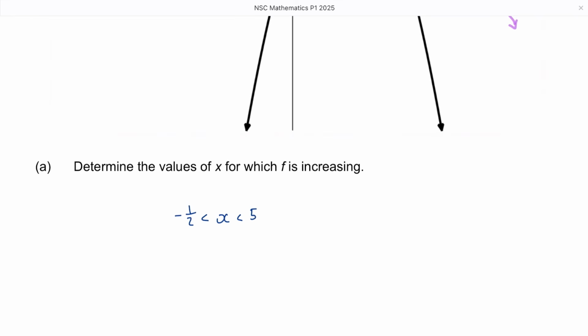We do not include the stationary points because at the stationary points, the gradient is 0. It's not increasing or decreasing. Only before and after the stationary points does it go from increasing to decreasing. So at the stationary points, it's standing still.